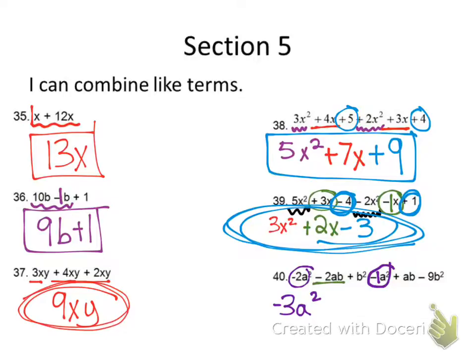So negative 2AB plus 1AB. Careful. Oh no. Negative 2 plus 1. Negative 1. So negative 1AB, which is the same thing as negative AB.